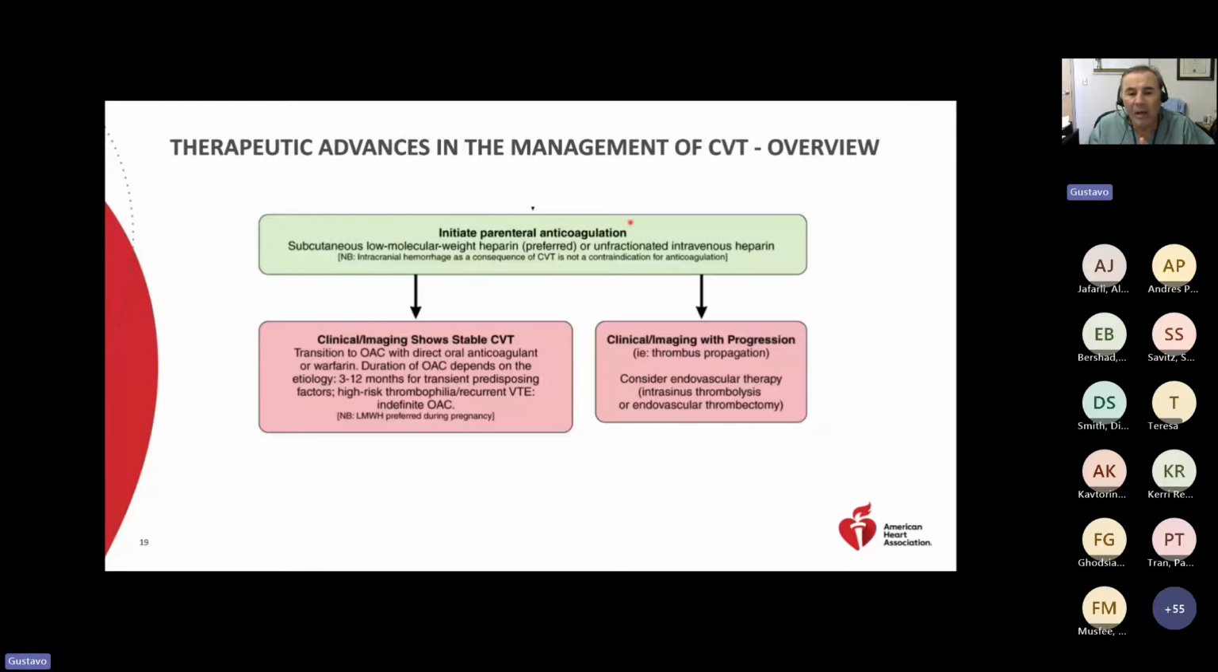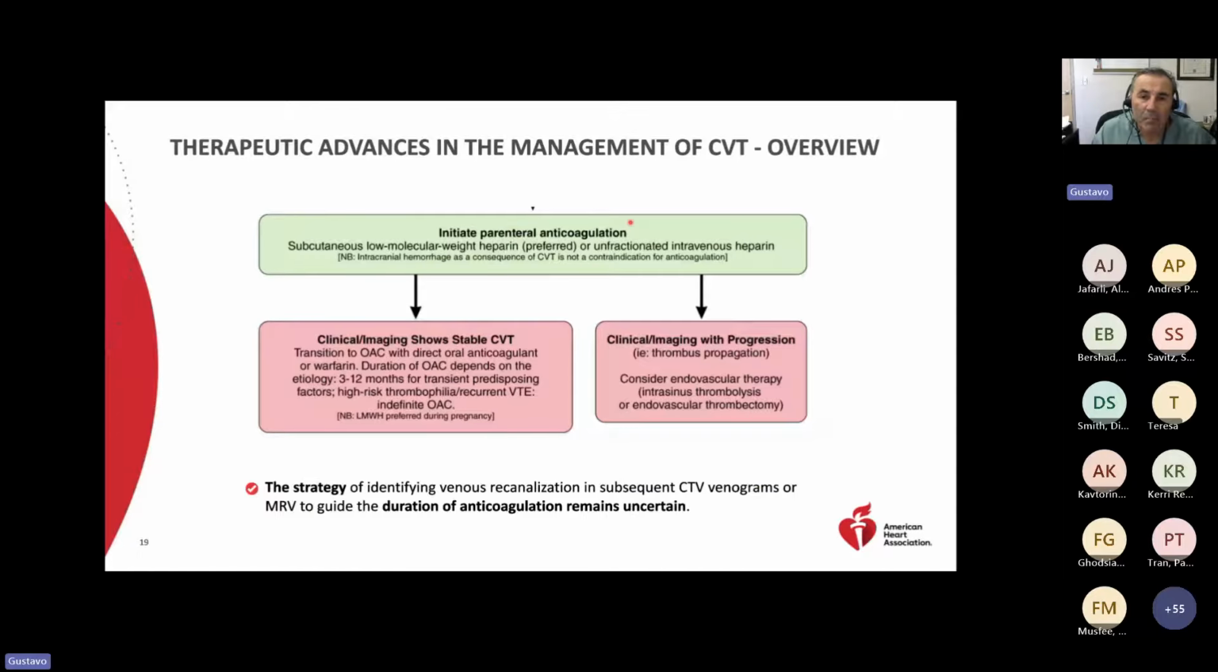For patients who may have an underlying thrombophilia or other conditions that are usually not resolving, non-transient, then lifelong anticoagulation is recommended. In between, some people keep patients on anticoagulation therapy for 12 months.